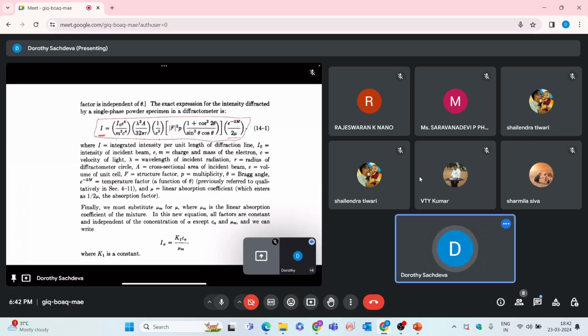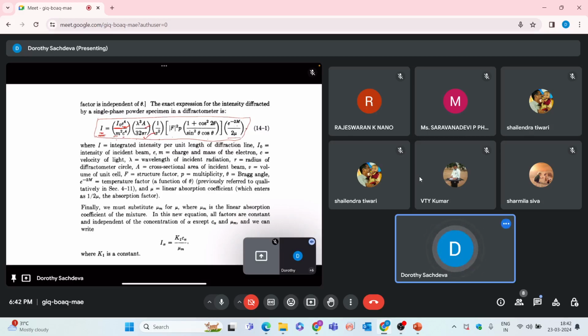To describe the intensity, here your I will be your integrated intensity and your I naught will be the intensity of your incident beam. E is the charge of electron, m is the mass of electron, and c is the velocity of light. Your lambda is the wavelength of incident radiation, A is the cross section area of incident beam, and R is the radius of your diffractometer circle.